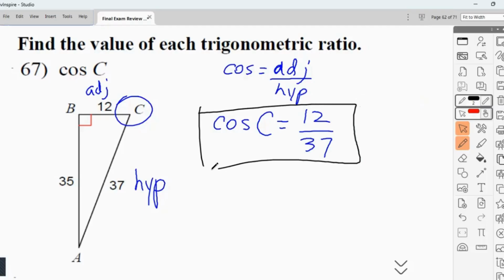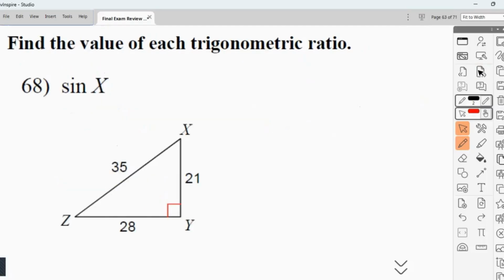Okay. On to the next one. This one right here is going to be sine of X. So let's go. We got the opposite on this side. Okay. And in this case, let's see what we got. The hypotenuse right here. Okay. And so we got the opposite over the hypotenuse.